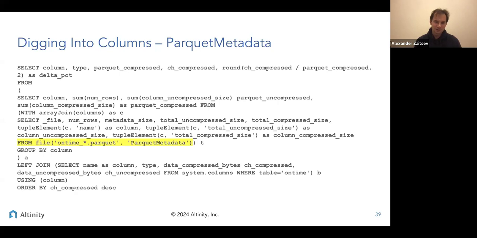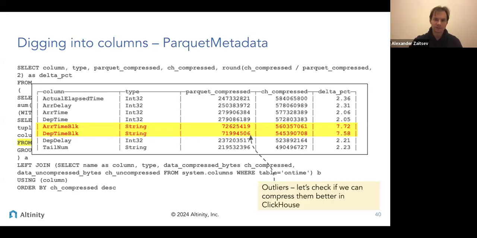But it allows us to tie together columns with ClickHouse and Parquet file and compare compressed size. So this is a piece of those results. And I showed here the top columns that take the most space in ClickHouse in this table. And for some of them, like elapsed time, delay, arrival delay, or arrival time, the difference is, so it's delta, not actually in percent, delta in times. The difference is 2 times.